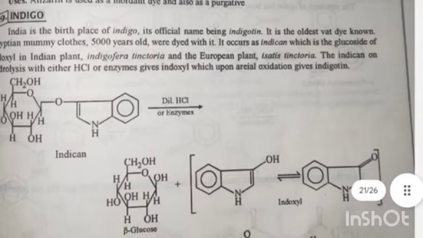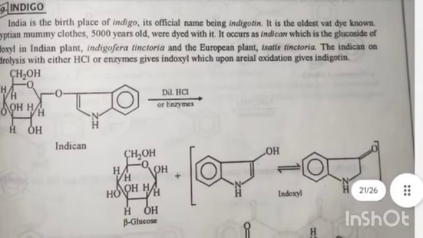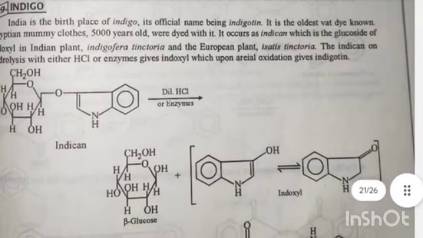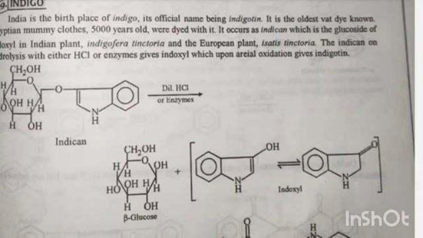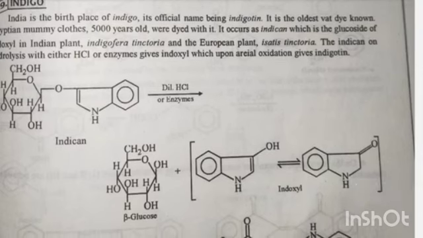Indigo: India is the birthplace of indigo, its official name being indigotin. It is the oldest vat dye known. Egyptian mummies' clothes 5,000 years old were dyed with it.